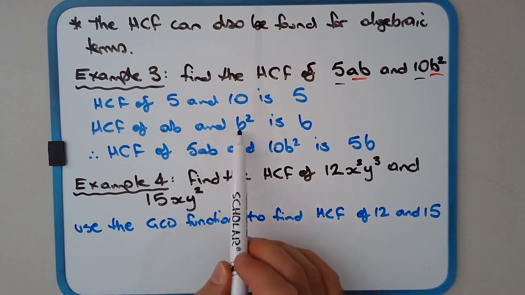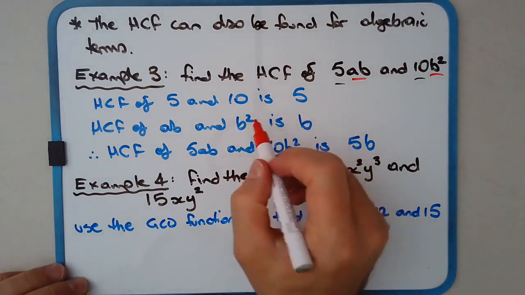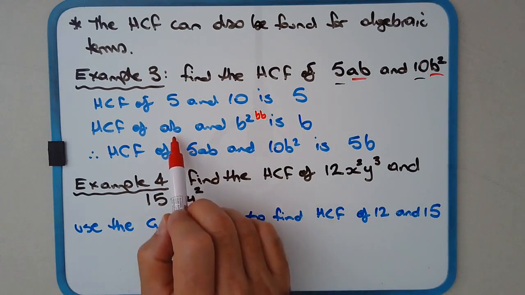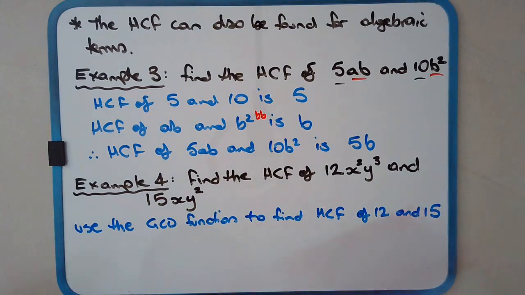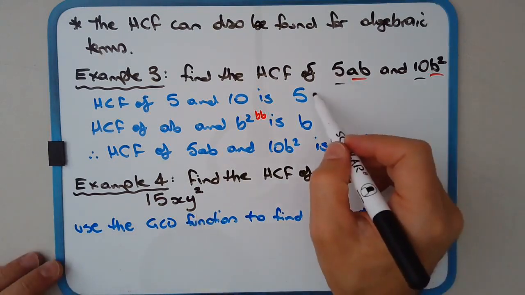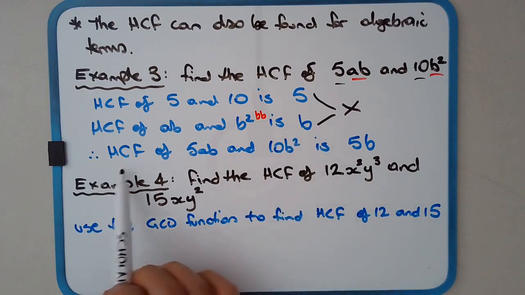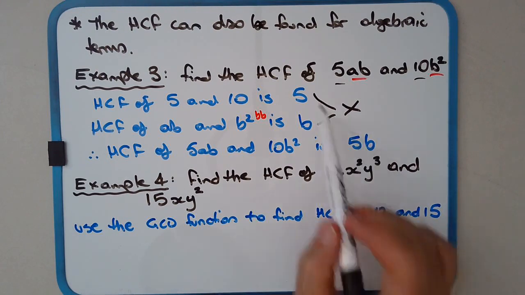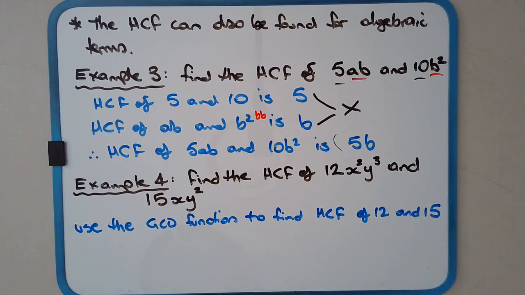This one's got a b, this one's got a b squared. Now remember that b squared is just bb, it can be expanded to bb. So there's one b here, there's one b there, okay? So b would then be a common factor. Then what we do is we multiply those together. So the HCF of the numbers, HCF of the pronumerals. Therefore, HCF of 5ab and 10b squared is 5b. Okay, so 5 times b, this would be your highest common factor, or greatest common divisor, GCD.